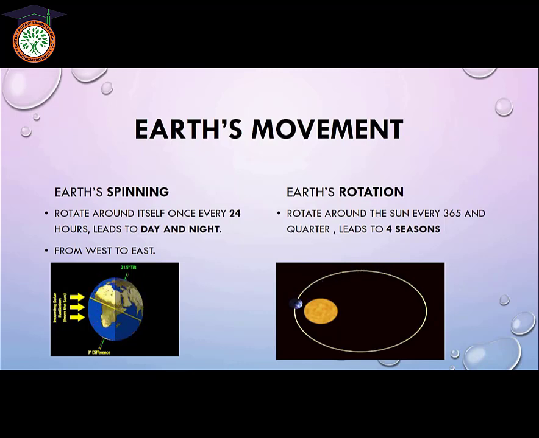What is the difference between spinning and rotation? The spinning of the Earth around itself, or the movement of the Earth around its axis every 24 hours, that leads to the day and night, is called spinning, and it moves from the west to the east. While the Earth rotation is the movement of the Earth around the Sun every 365 days, and it causes the 4 seasons: winter, summer, spring and autumn.